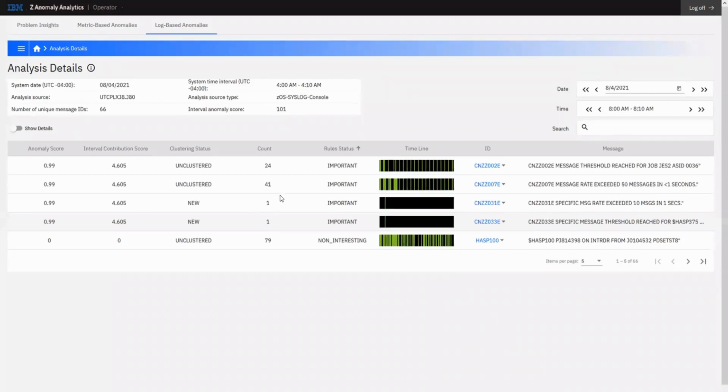We can see the count of these messages over the time period. And then based on our rules engine, how important are these messages to the system during this period of time? We have a number of messages that were also viewed as anomalies during this time period but were viewed as not interesting. So there are another couple of pages of events here. But we do have four events that were considered important, that were high contributors to these anomaly scores.